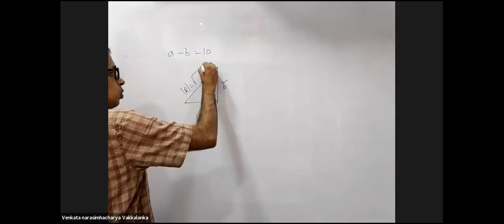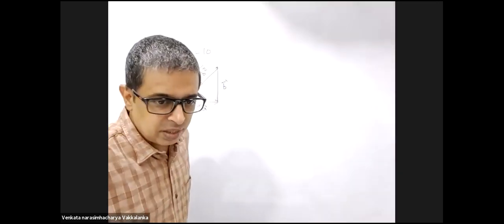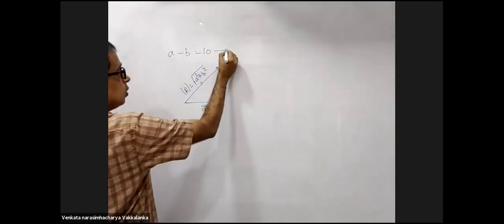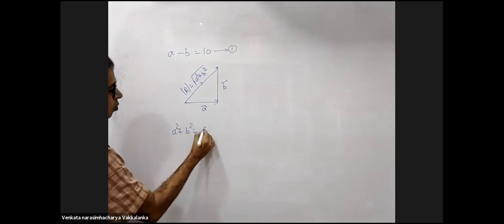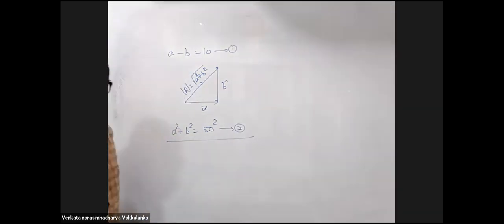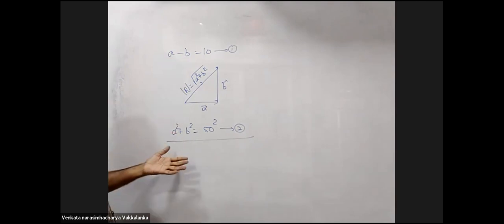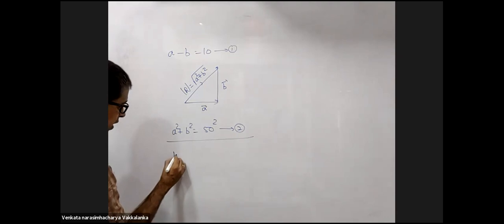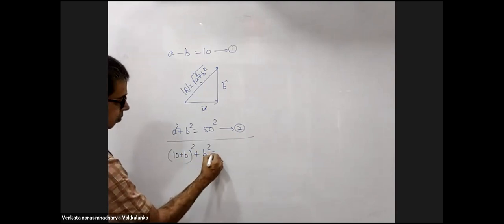It will be root over A square plus B square, to be 50 Newton. This is my first equation. A square plus B square is 50 square is my second equation. Find the two forces. You have two equations and two variables, right? A is 10 plus B, 10 plus B whole square plus B square.